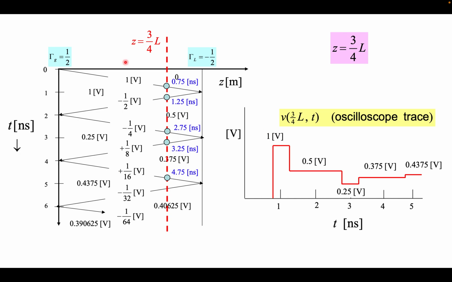From 0.75 nanosecond to 1.25 nanosecond the voltage is 1 volt. Now from 1.25 nanosecond to 2.75 nanosecond the total voltage is 0.5 volt, because the total voltage here is 0.5 volt. Then from 2.75 to 3.25 nanosecond the voltage is 0.25 volt, and then you can go beyond.